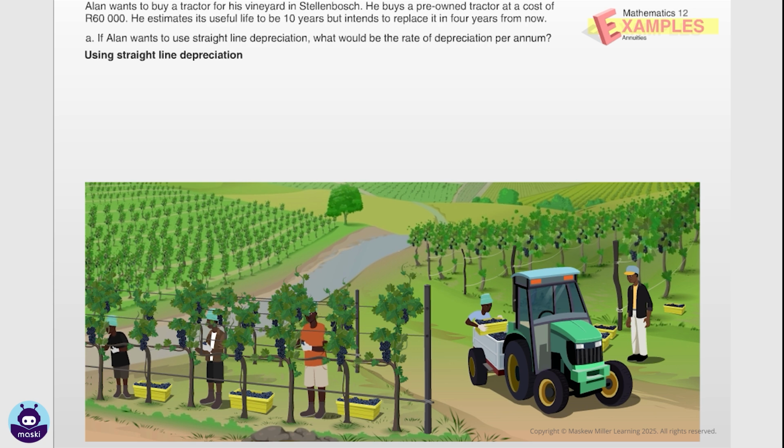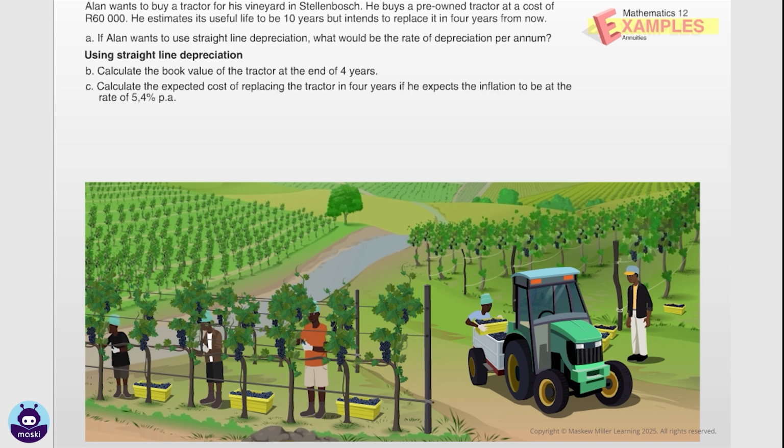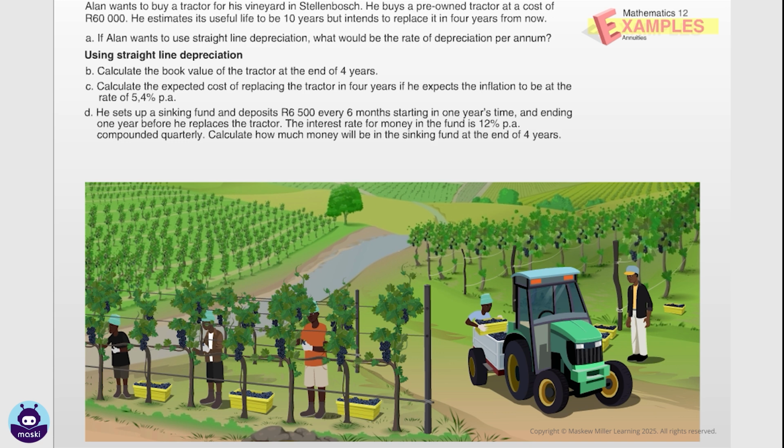Using straight-line depreciation, calculate the book value of the tractor at the end of 4 years. Calculate the expected cost of replacing the tractor in 4 years if he expects the inflation to be at the rate of 5.4% per annum. He sets up a sinking fund and deposits 6,500 rand every 6 months, starting in 1 year's time and ending 1 year before he replaces the tractor. The interest rate for money in the fund is 12% per annum, compounded quarterly.